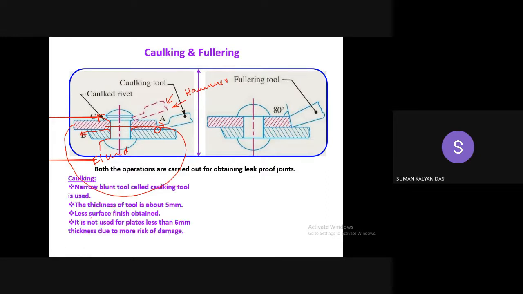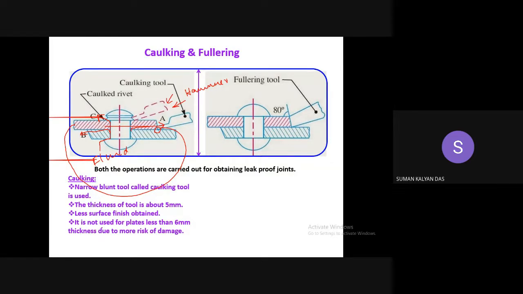The features are mentioned over here. First of all, the tool is a narrow blunt tool. The thickness of the tool is about 5 mm. So less surface finish is obtained. By hammering there may be some damage to the surface finish, but that is not an issue because our main objective is to sustain against leakage.